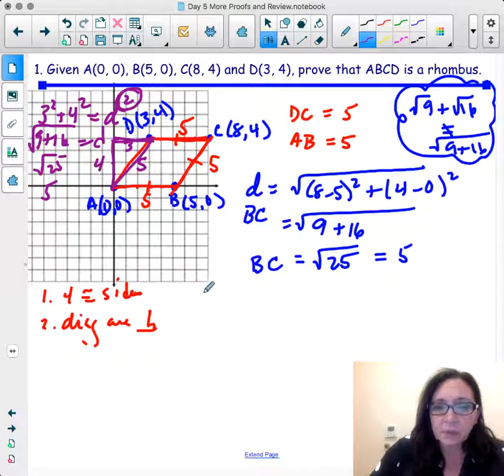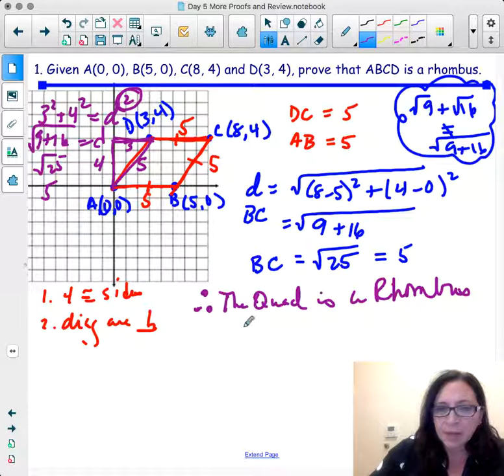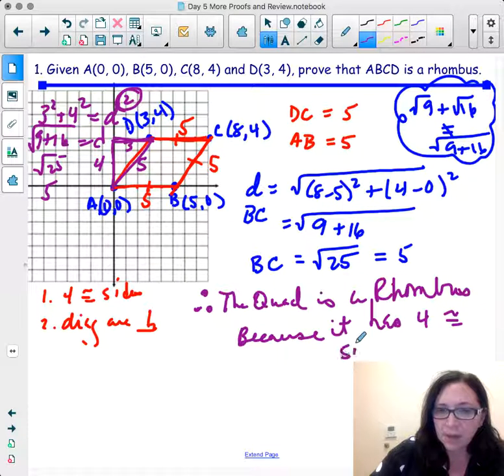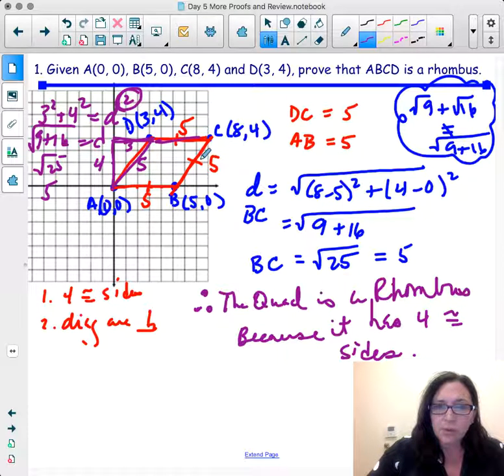So therefore, the quadrilateral is a rhombus because it has 4 congruent sides, which in fact, remember, you only needed if two consecutive sides are congruent, then it's a rhombus. So we actually could have stopped right after we found BC.